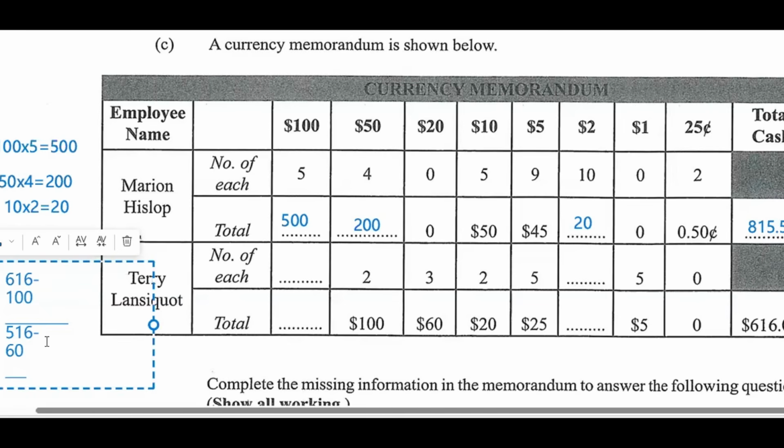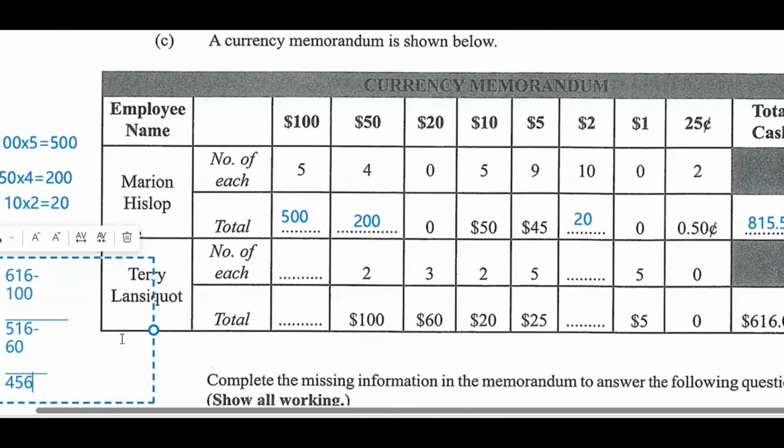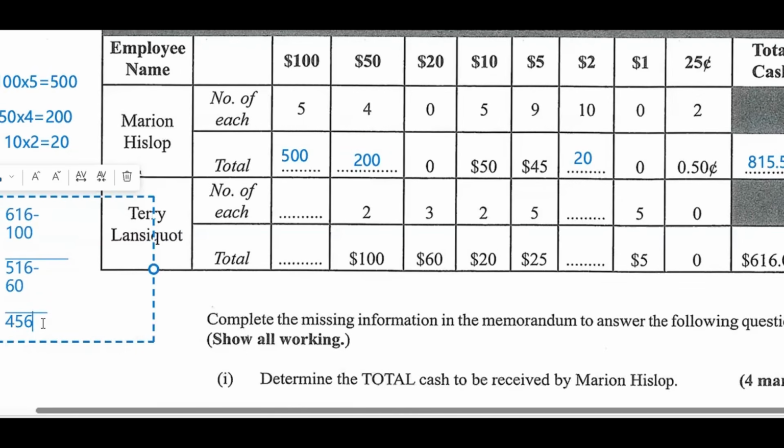6, 5, 6. Paid him $210, that is $20. So 456 minus 20 is 436.